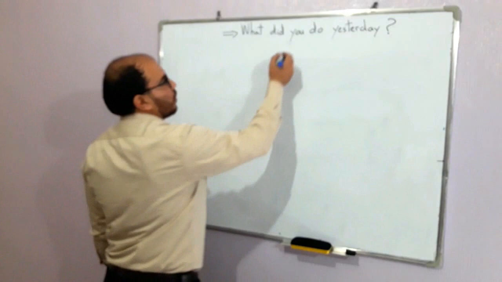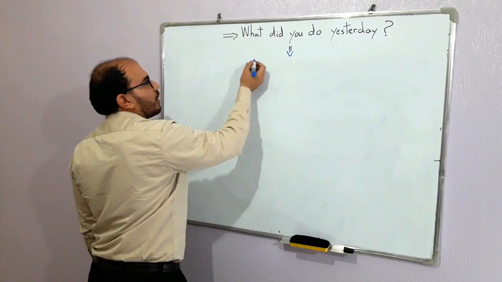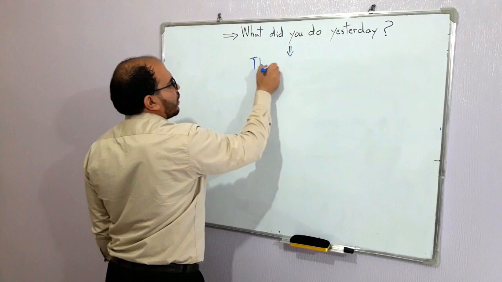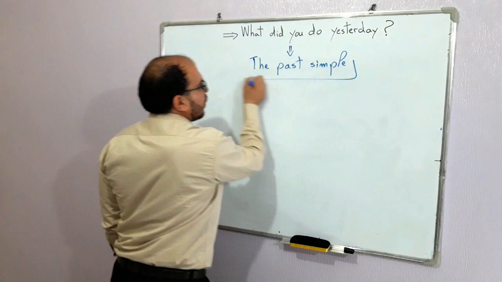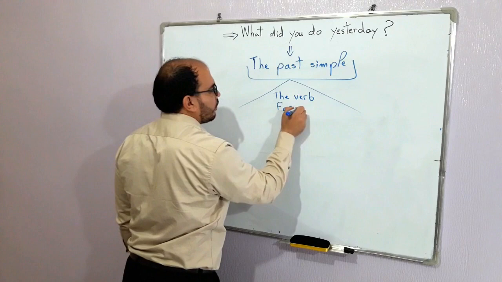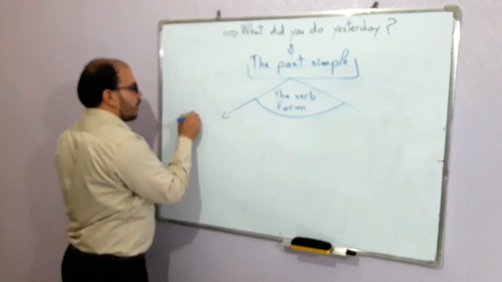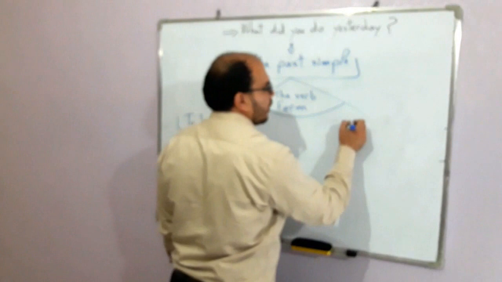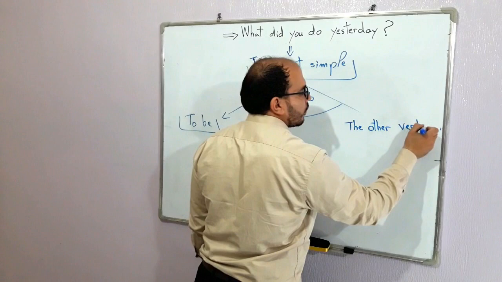So this means we are talking about the past tense, and when we want to speak about this kind of activities in the past, we use the past simple. So we have to bear in mind that when we want to speak about the past simple concerning the verb form, there is an exception, that is verb to be, okay? And we have the other verbs. This means all the other verbs except verb to be.